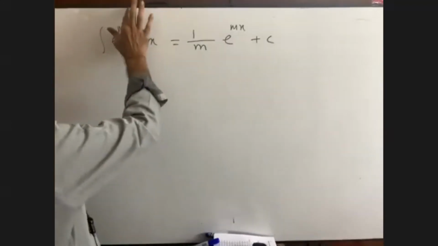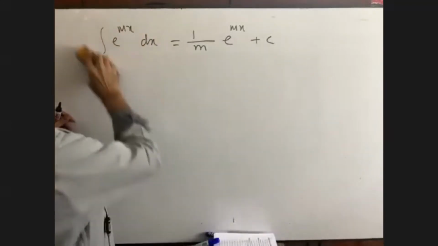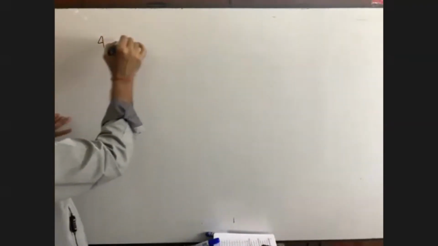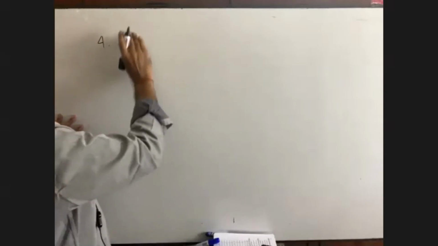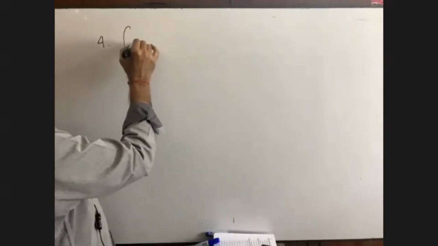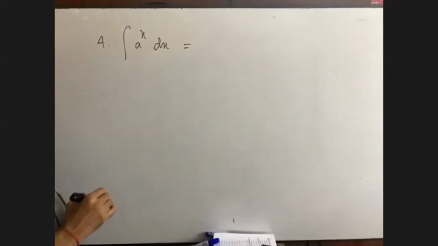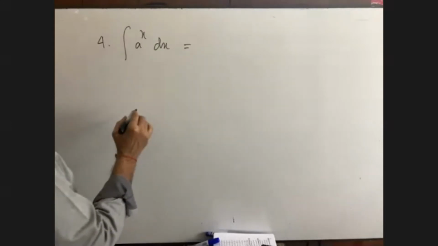Okay. Now we are going to the next, 1, 2, 3, 4. You see number 4, the integral of a to the power x dx. At first we'll come to know this part.